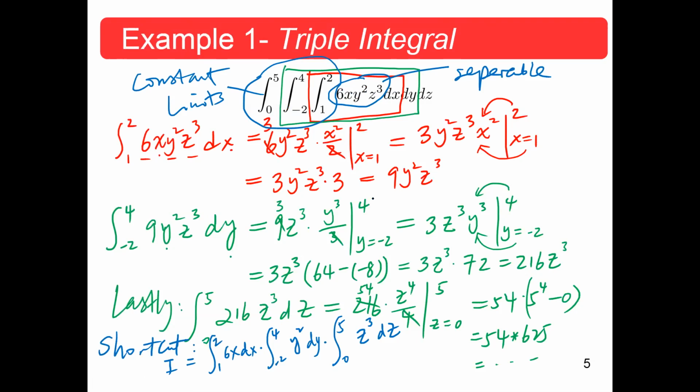So for this particular problem, you can also do it in this way by using the separable function. The integration could be separated into 3 single integrals. You should have the same answer towards the end. All right.